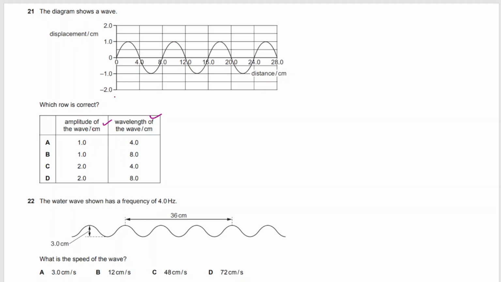So amplitude is the highest or the maximum displacement from the mean position, which is this distance. So this is clearly 1. So option A or B is correct. C and D cannot be the answers.